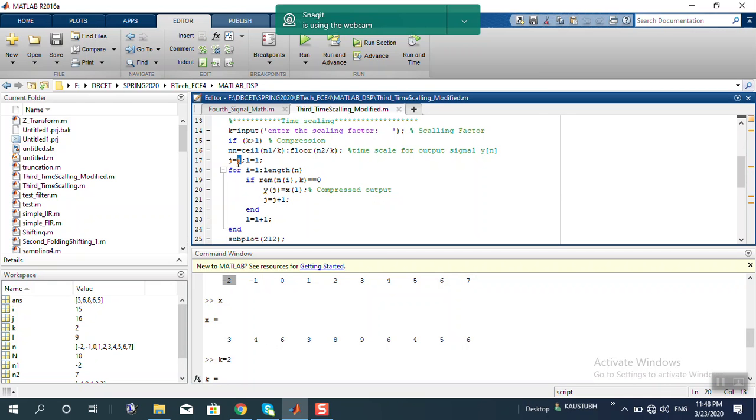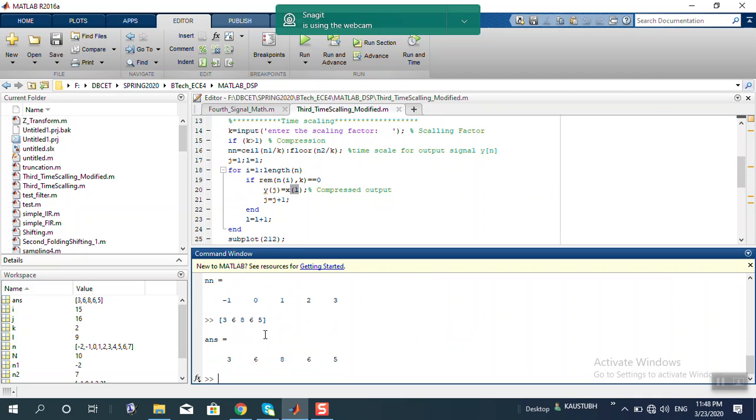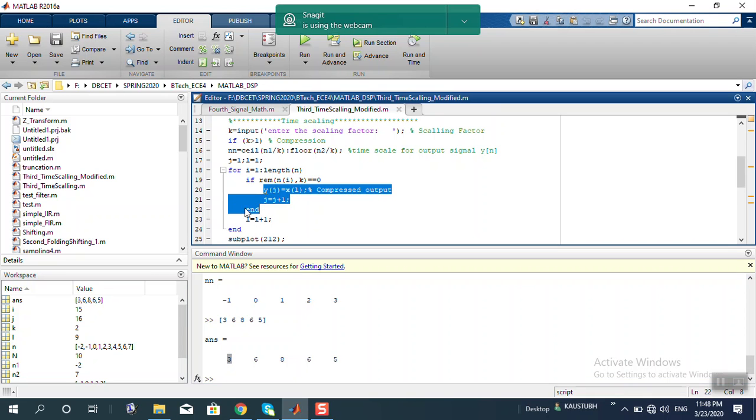If it is yes, then y of j. What is j? j is 1. y of 1 is equal to x of L. What is L? L is 1, so it is x of 1. What is x of 1? It is 3. As you can see, the first one is 3. Then j becomes j plus 1, that is 2, and L becomes 2. Next time i is equal to 2.